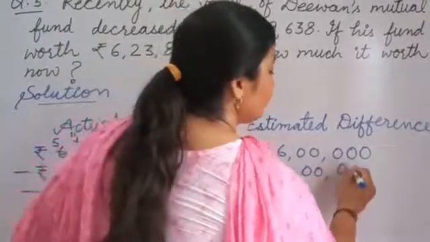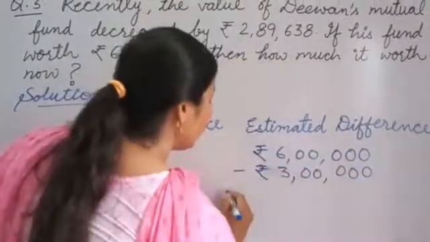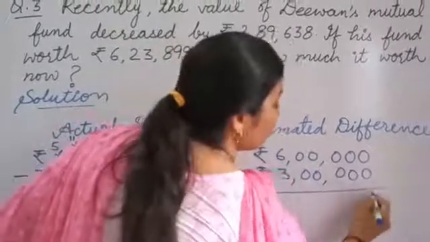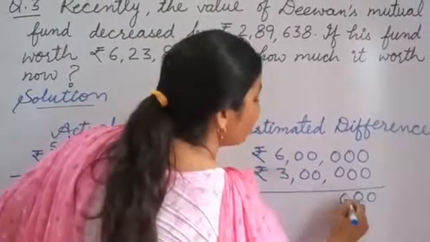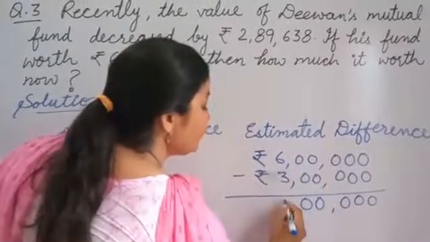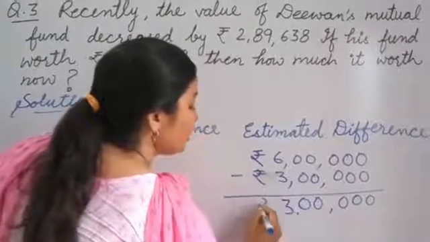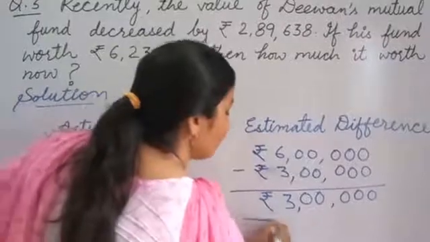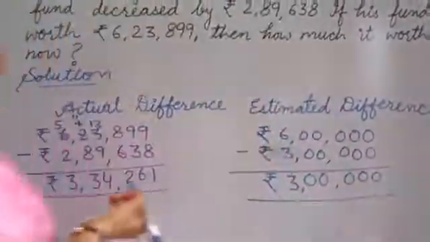Okay. Now we have to find their difference. 0 minus 0, 0, 0, 0, 0, 0. Now 6 minus 3, 3. So what's your answer? 3 lakhs. Estimated difference is 3 lakhs.